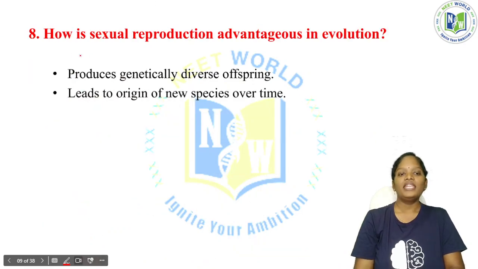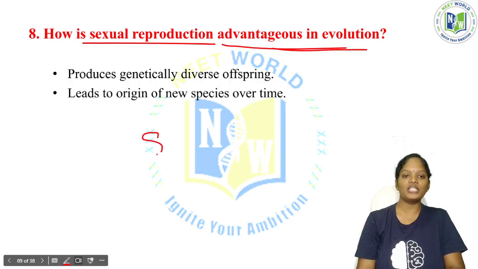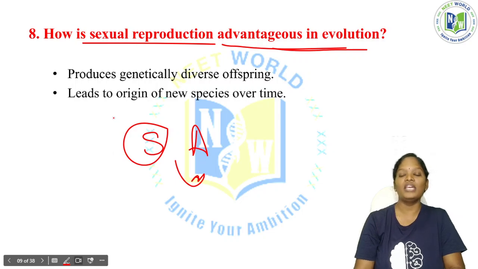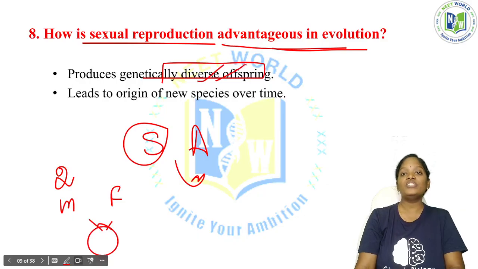Okay, next, how is asexual reproduction advantageous in evolution? We have two different types of reproduction, sexual reproduction and asexual reproduction, and we are saying that in evolution, definitely sexual reproduction is advantageous when compared to asexual reproduction. Why? In sexual reproduction there is the involvement of two individuals. The mother has a different genetic setup, the father has a different genetic setup. As a result, the offspring is genetically diverse.